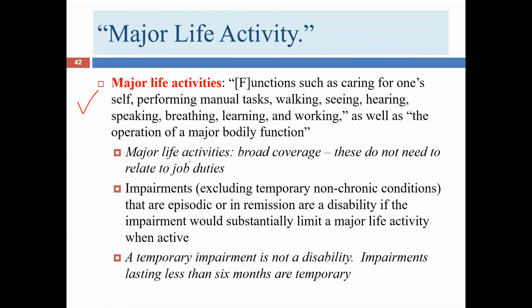And again, we've already talked about the terms impairment, and we've talked about the fact that temporary impairments, ones that are less than 6 months, are not going to be covered. I don't have it here, but just keep in mind that pregnancy is not covered here. We have coverage for pregnancy under the Pregnancy Discrimination Act, which was an amendment to Title VII, but it is not covered under the Americans with Disabilities Act. You'll also find some applicability to pregnancy in the Family and Medical Leave Act, and we'll talk more about how that works in another module.